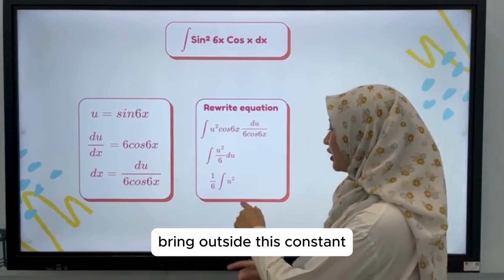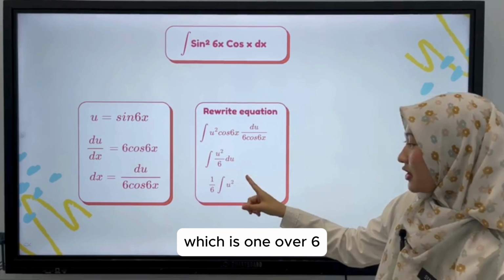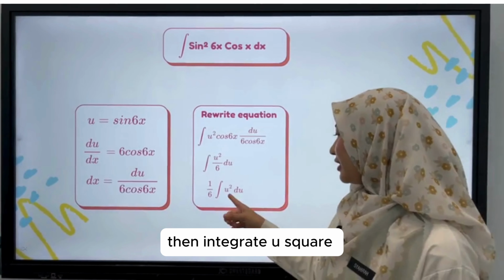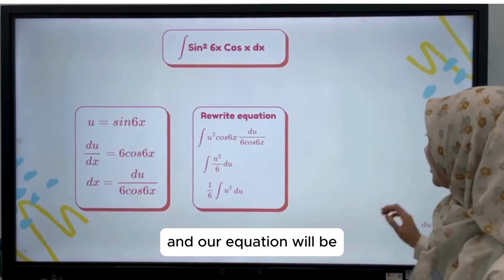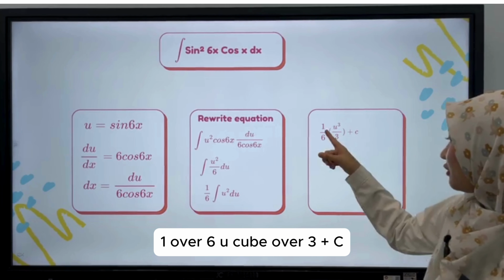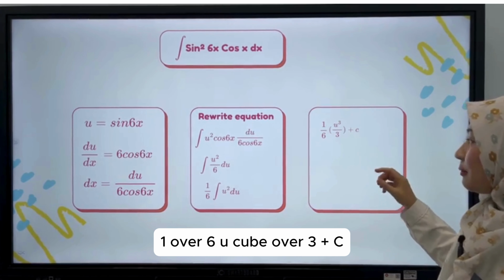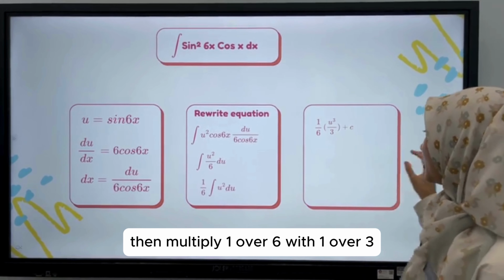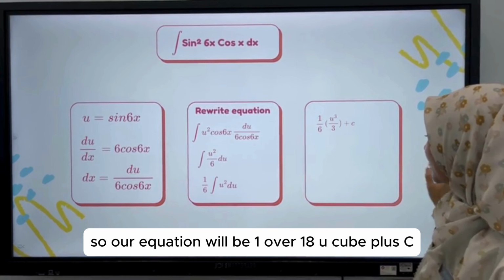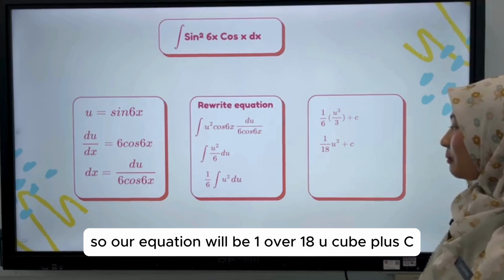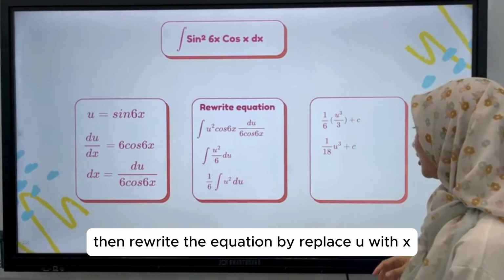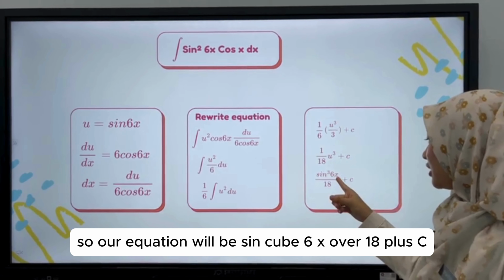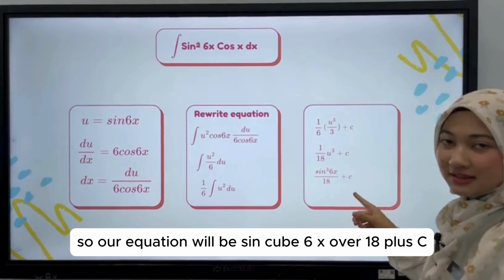Then bring outside this constant, which is 1 over 6. Our equation will be 1 over 6 integration of u squared. Then integrate u squared, and our equation will be 1 over 6 u cubed over 3 plus c, and don't forget to plus c. Then multiply 1 over 6 with 1 over 3. So our equation will be 1 over 18 u cubed plus c. Then rewrite the equation by replacing u with x. So our equation will be sin cubed 6x over 18 plus c.